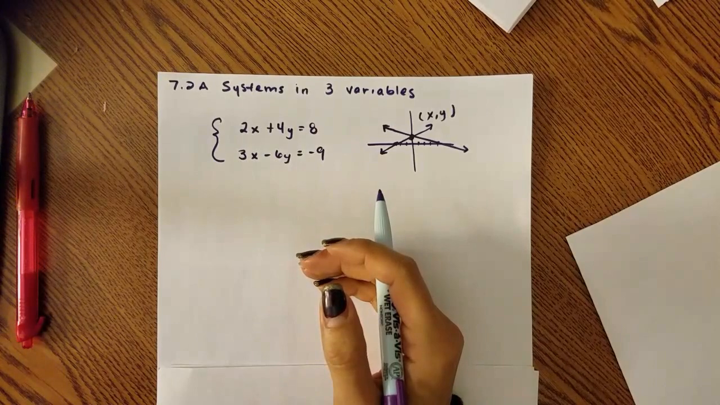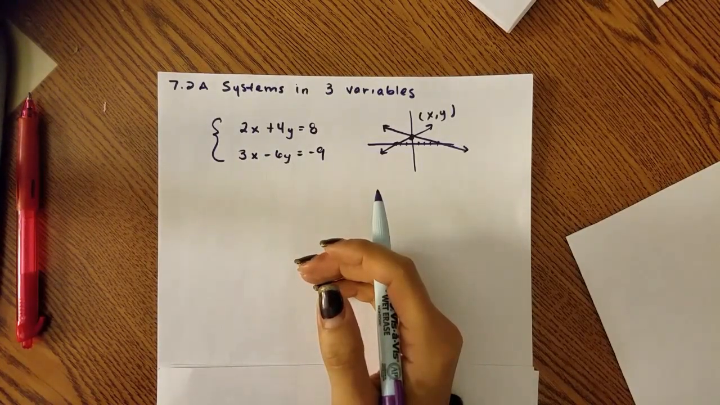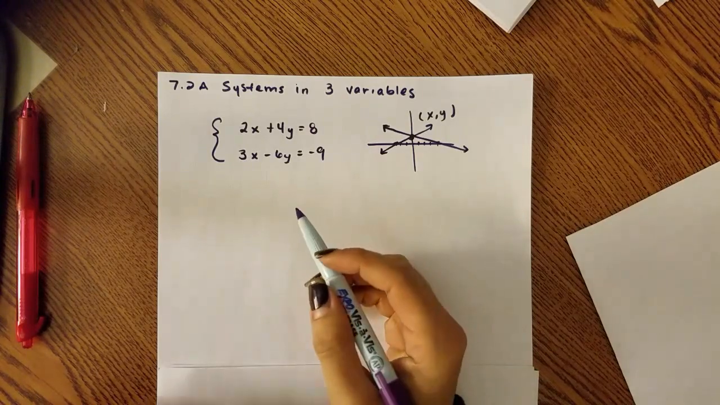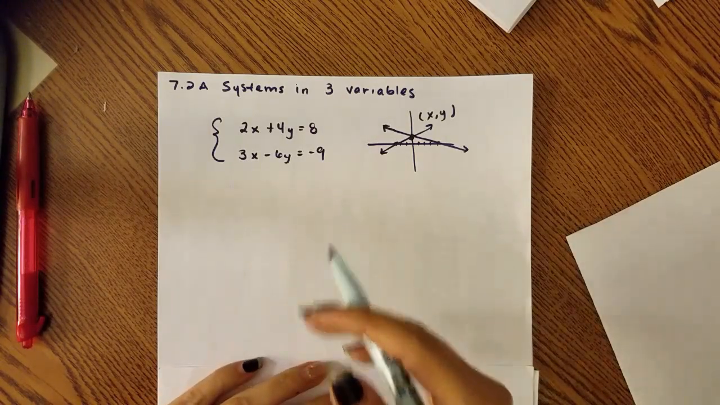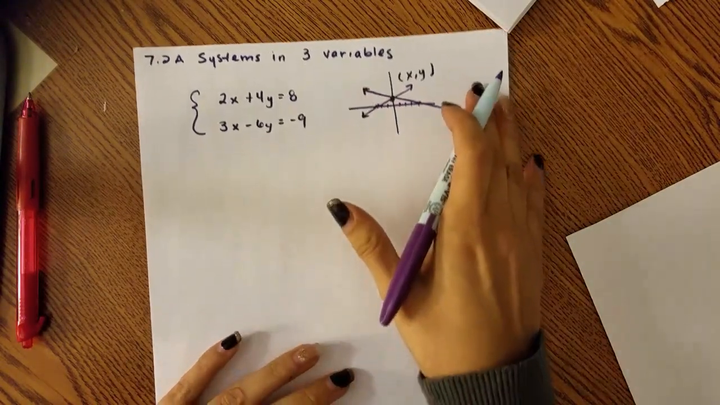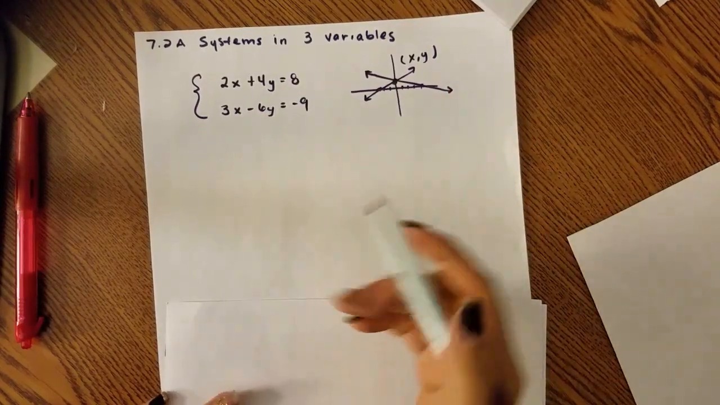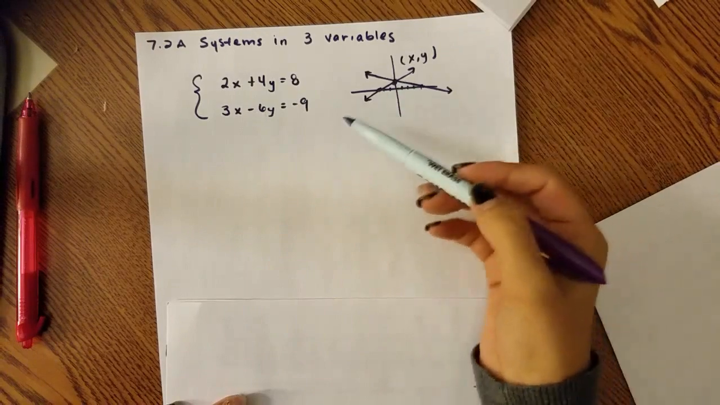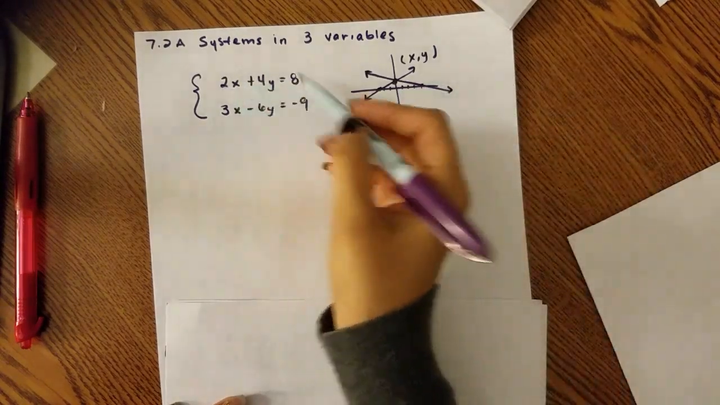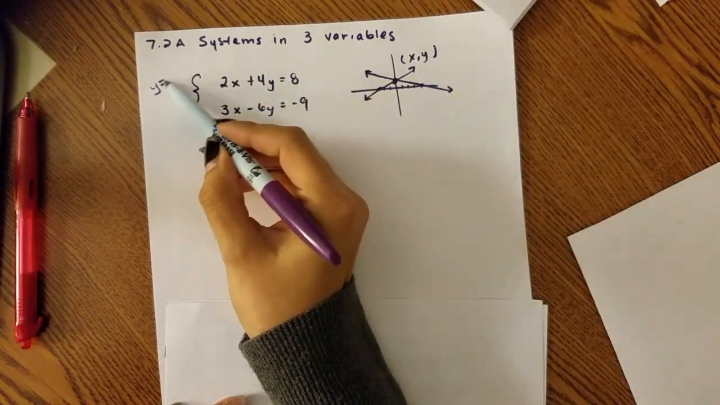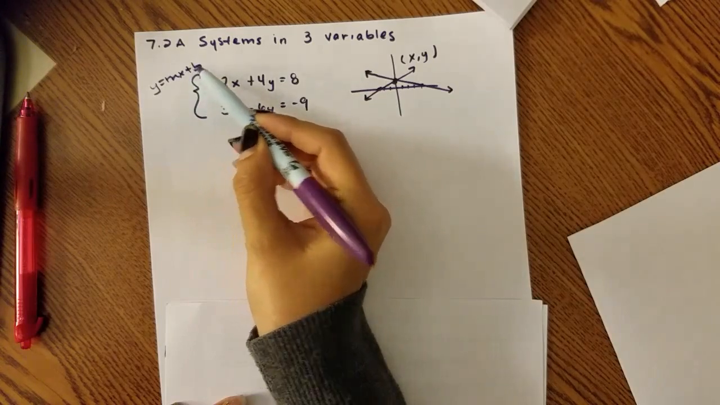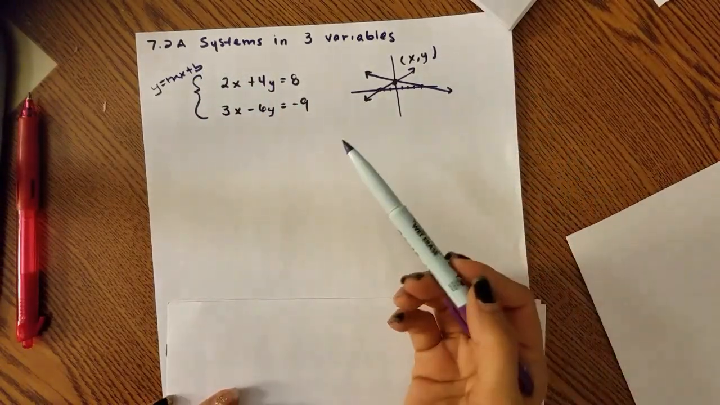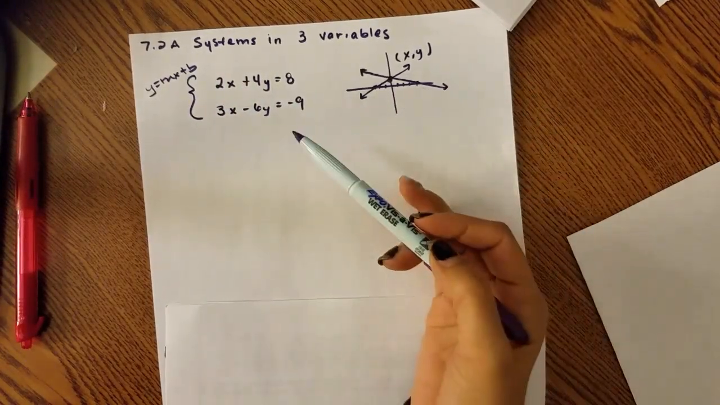So we're going to use a combination of substitution and elimination to solve systems in 3 variables, but I want to introduce you to what that means. When you have 2 variables, we have a linear system, right? You could solve for y and you'd get y equals mx plus b, and then you would plot your line and graph it.